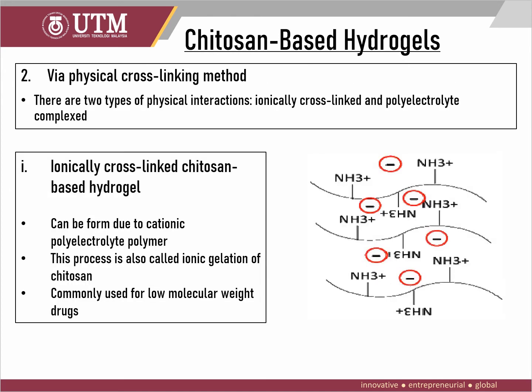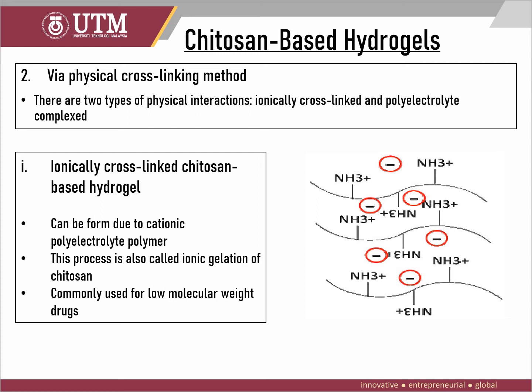For the physical cross-linking method, physical cross-linking to form chitosan-based hydrogel networks is another class of cross-linking. Physical interactions can be ionic interactions, as in ionically cross-linked chitosan hydrogels and polyelectrolyte complexes, or secondary interactions such as networks named grafted chitosan hydrogels and entangled chitosan hydrogels.